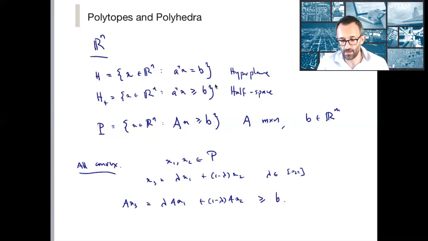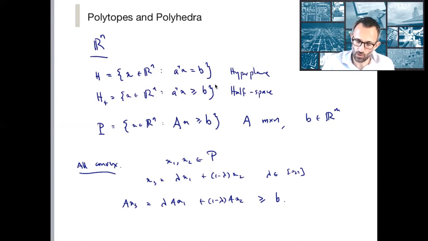And note that H and H plus, the way I wrote them, are just special cases of P. We can get equality constraints just by flipping signs, having A x greater than or equal to b, and minus A x greater than or equal to minus b. That's equivalent to the equality.